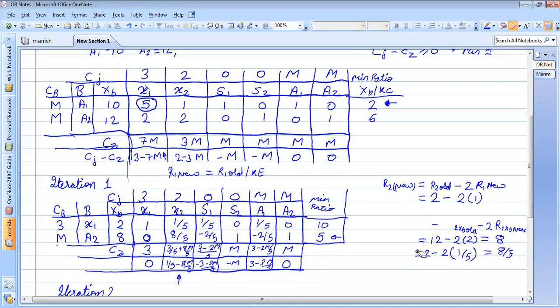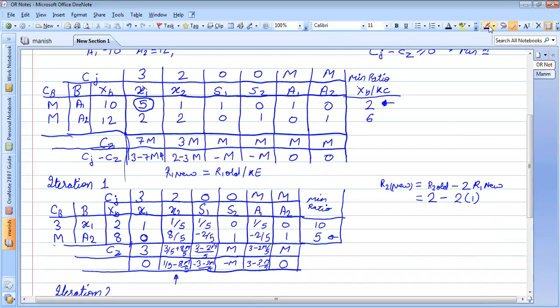Any doubts, students? No, sir. Is it clear now? Students, is it clear now? Yes, sir. Are we clear with this row operation now? Okay, if this is clear, then after this we will again find the value of CZ.